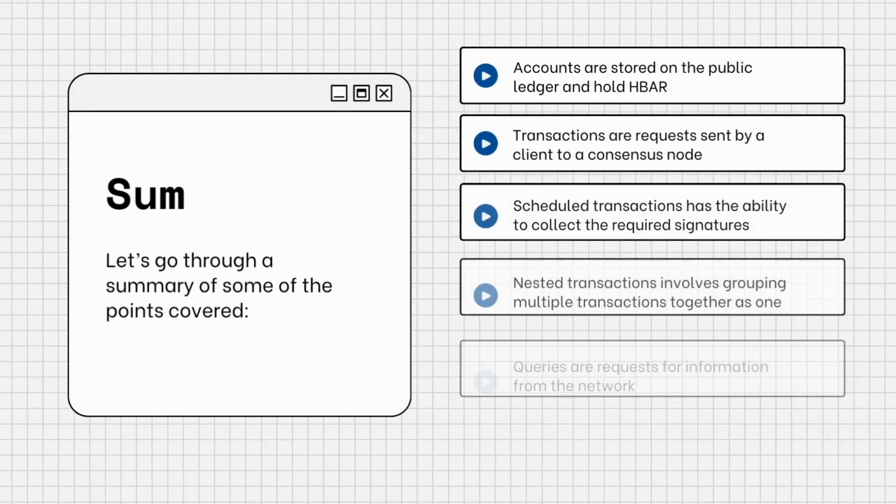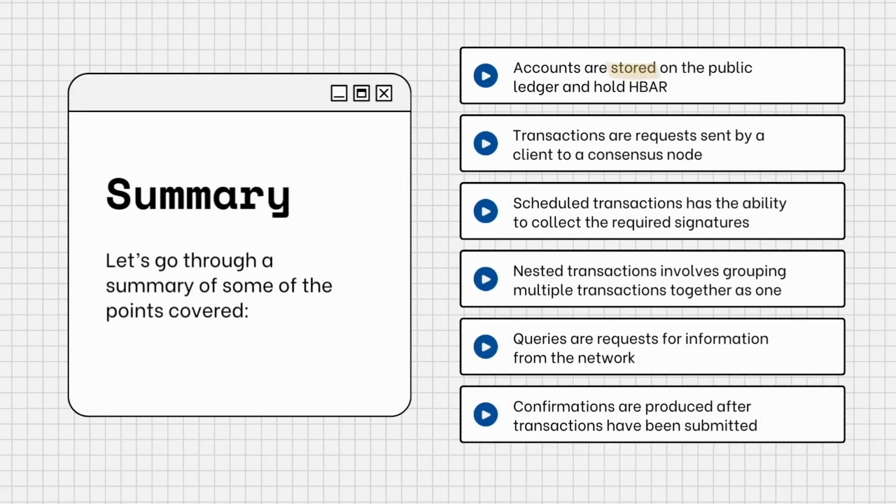Let's go through a quick summary of the points covered. Accounts are stored on the public ledger and hold Hbar. Each account consists of several components. Transactions are requests sent by a client to a consensus node in the network to be processed. Nested transactions is a type of transaction that involves grouping multiple transactions together and treating them as a single unit.